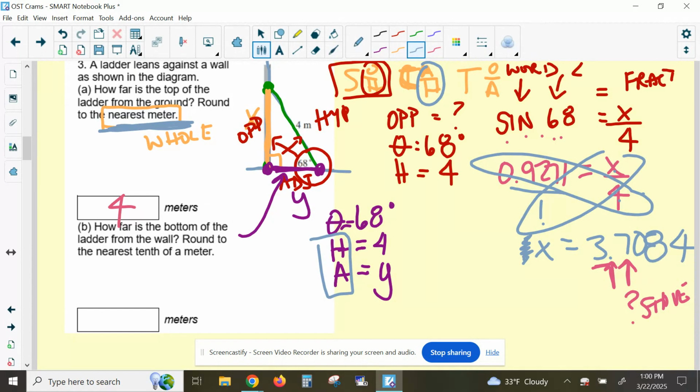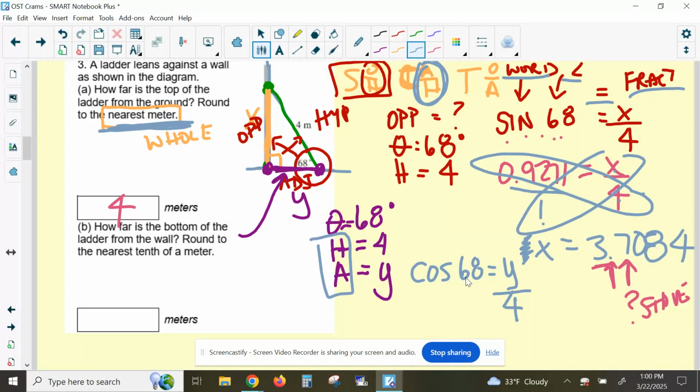So remember, the same exact thing. Put your word first, cosine. Put your angle second. Word, angle equals fraction. Word, angle equals fraction up here, A over H. So A over H, I'm going to need y over H is 4. So now I've got cosine 68.